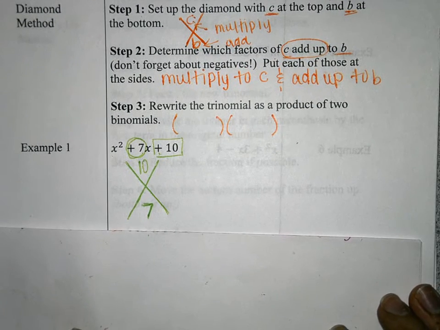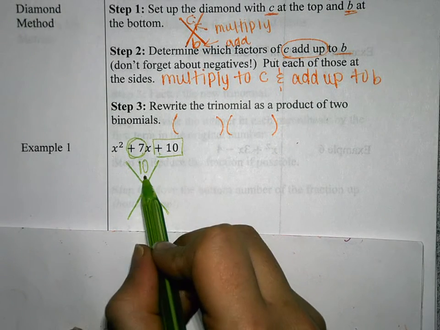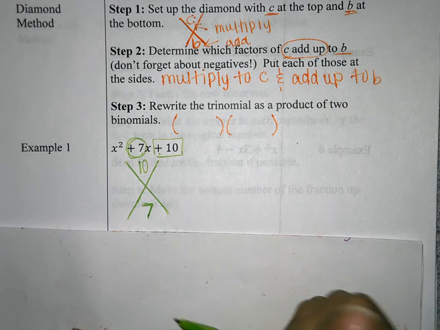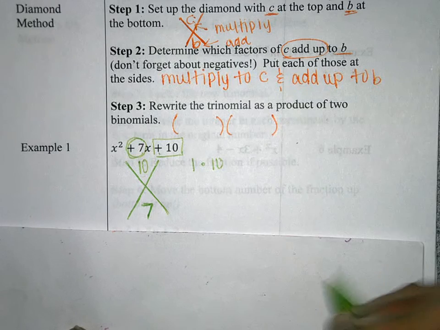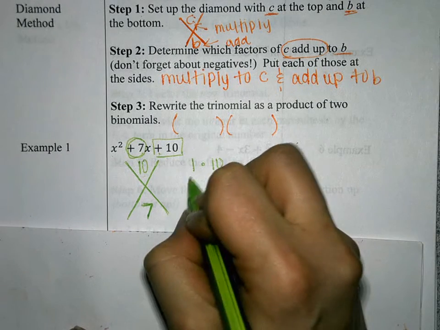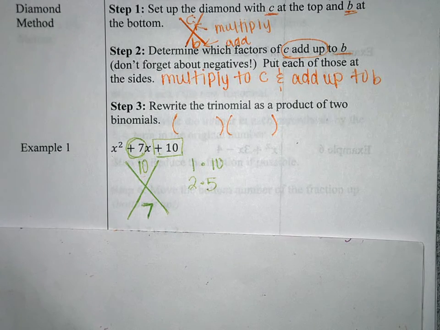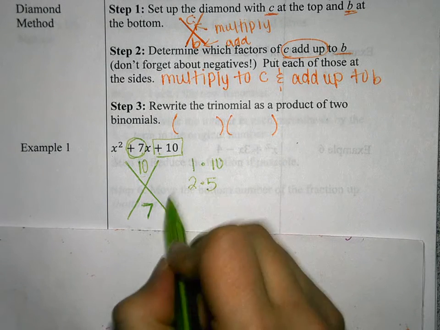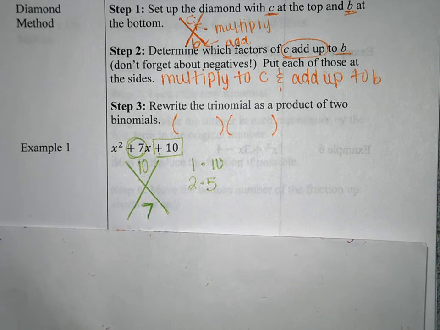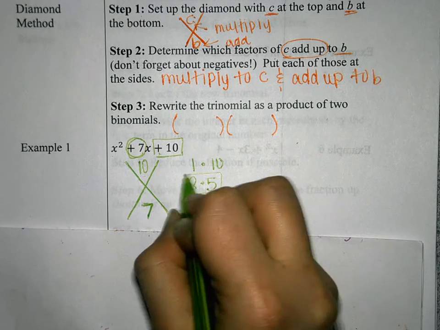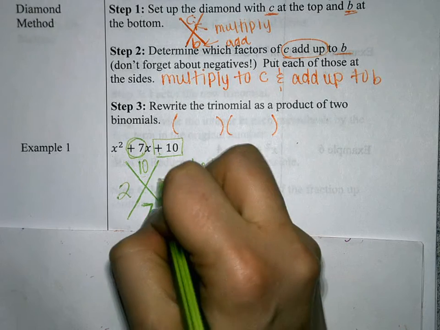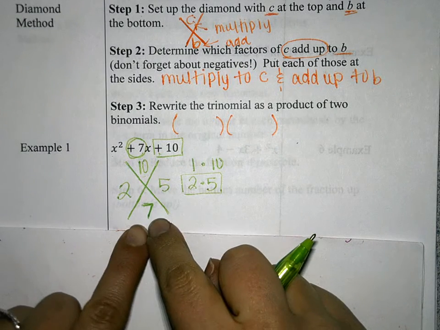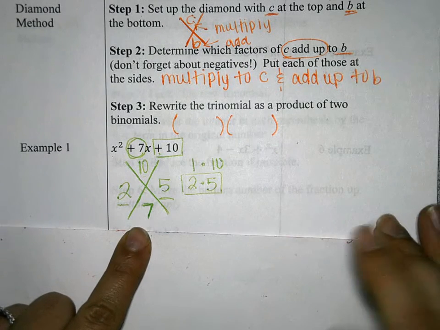So now we want to figure out what numbers multiply to 10 and also add up to 7. So the numbers that multiply to 10, we have 1 times 10 and 2 times 5. And those are the only 2 things that multiply up to 10. So which of these 2 choices also add up to 7? 2 and 5. 2 times 5 gives me 10, and 2 plus 5 gives me 7. So my two factors are 2 and 5.